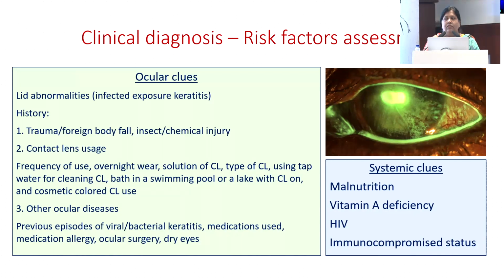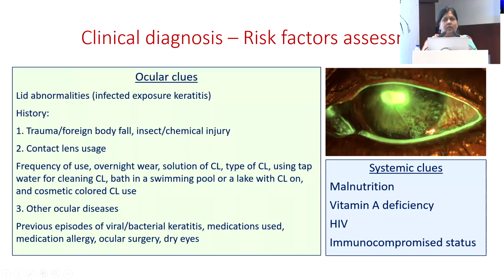Okay. So just to recap very briefly, in the clinical diagnosis, it is very important to look at the risk factor assessment as well. So one has to look at ocular cues. For example, in the lids, if there's any abnormalities, for example, exposure keratitis, any history of trauma or insect or chemical injury, contact lens usage, which is one of the most common causes of keratitis, particularly in the West, but in our country, trauma dominates.